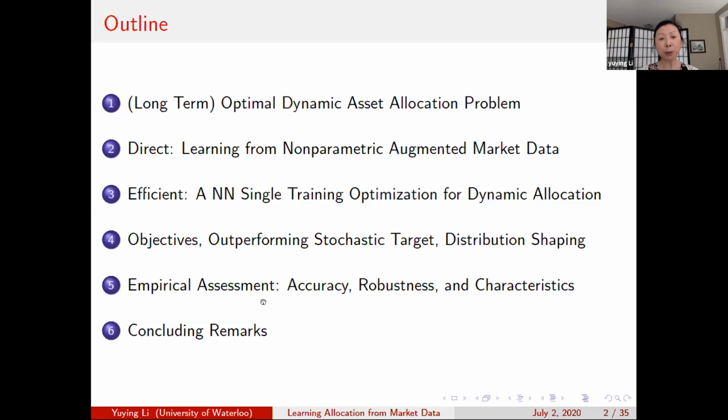Then I will present the computational results based on real market data in terms of the accuracy of the optimal strategy we can compute, and robustness, as well as the characteristics of the dynamic pension allocation strategies themselves. Then I will conclude my presentation.